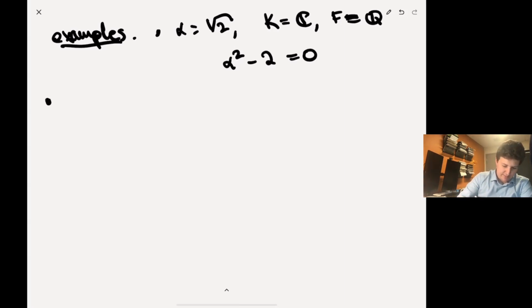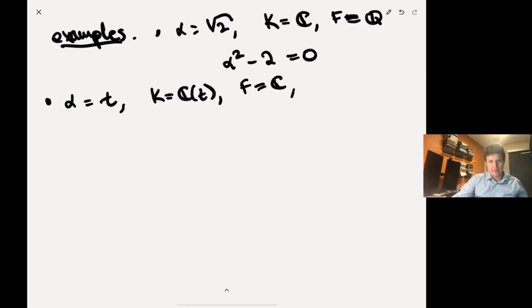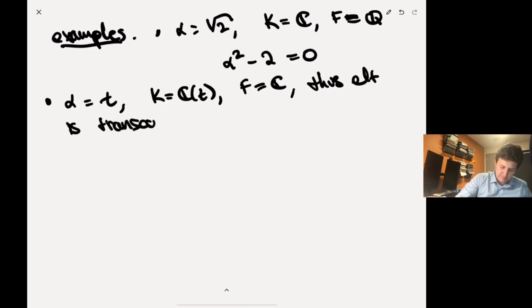If we take alpha to be t, this is where K is C adjoin t, and F is C. Then this is the standard example of a transcendental element. We actually adjoin something for the purpose of it not being able to satisfy any relations. So this element is transcendental.